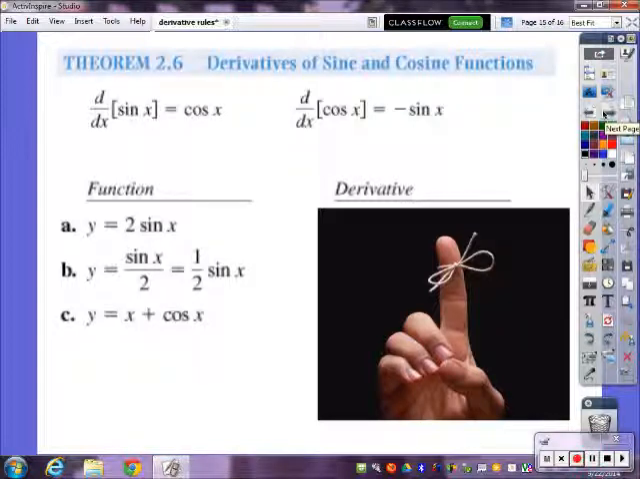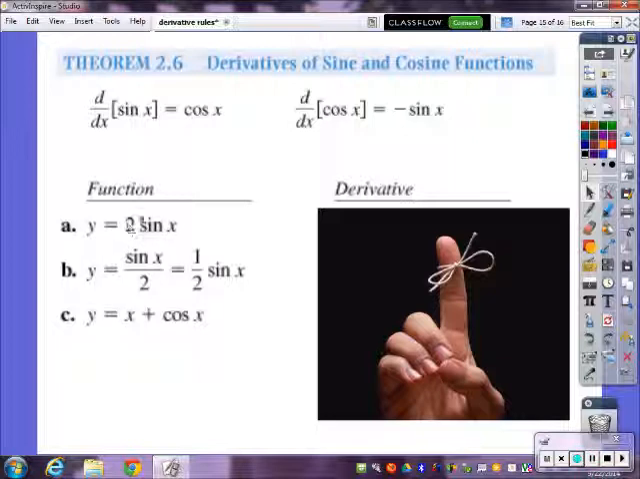Last thing, the derivatives of sine and cosine. These are ones you just have to memorize. The derivative of sine is cosine, and the derivative of cosine is negative sine. The same rules that we just learned, constants and coefficients and sum and difference, apply to trig.